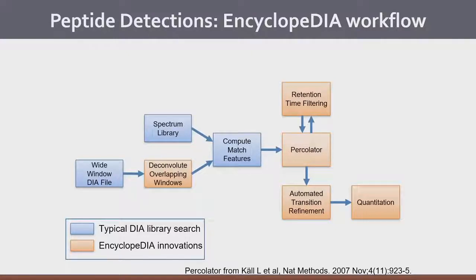And so one of the first things he did is he wanted to take this wide window DIA file. So we incorporated some of the demultiplexing strategies that our lab had used. He also wanted to take our lab's percolator algorithm. He wanted to incorporate some retention time learning in there. He also wanted to make use of the entire spectrum library, not just a set of anywhere from 3 to 8 fragment ions. He wanted to make use of the entire information that was there, and then afterwards do automated transition refinement that could then go into a tool like Skyline for quantitation.